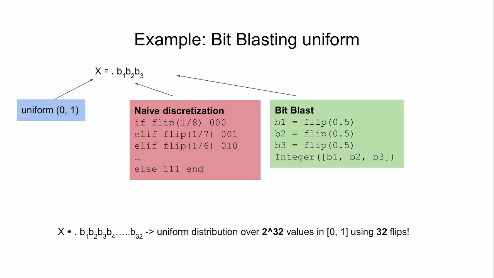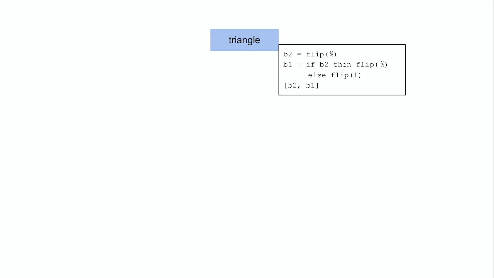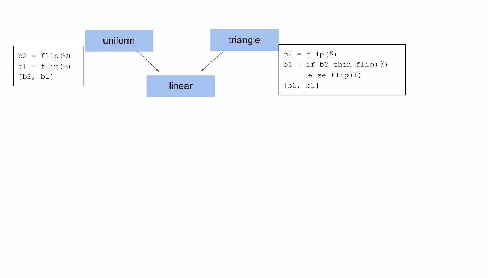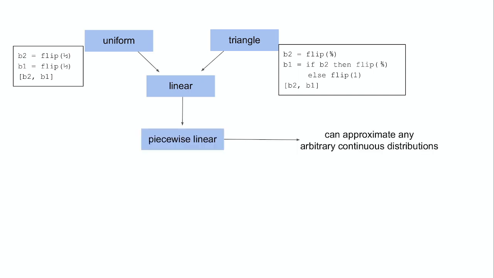Now, can we use this technique to have arbitrary distributions which are not uniform? And it seems we can. If we encode the dependencies between these bits in a careful way, we can represent a triangle distribution, which then combines with a uniform to give you a linear distribution. And these linear distributions can be stitched together to give you a piecewise linear distribution. And as we know, we can use a piecewise linear distribution to approximate any arbitrary continuous distribution.